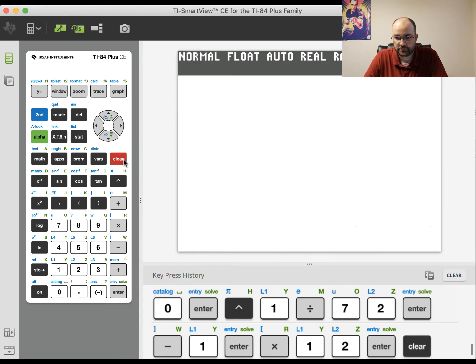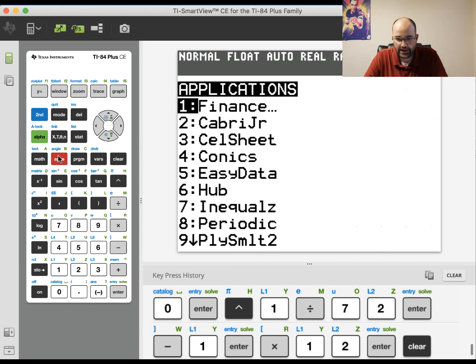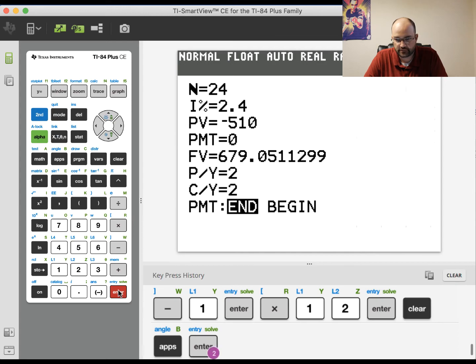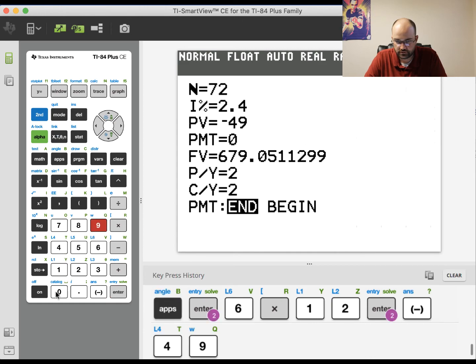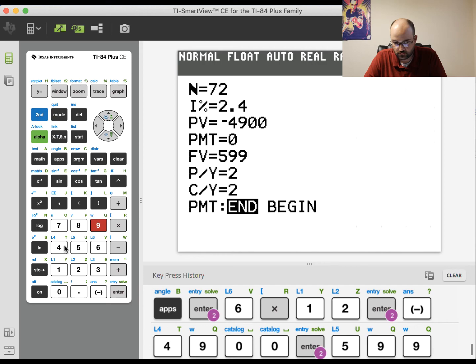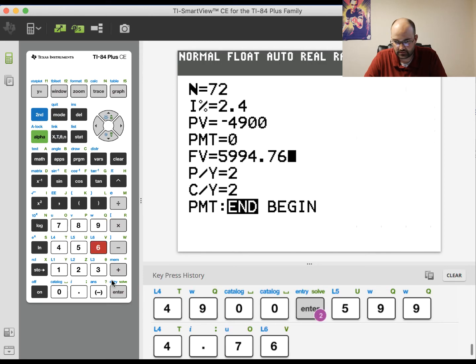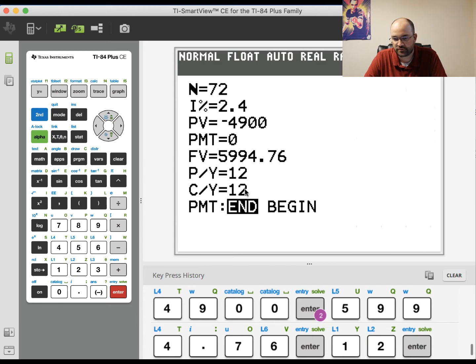Okay, welcome back to the calculator. If we go into Apps, Finance, TVM Solver, let's type all this in. We can do 6 times 12, or you can just type in 72. I percent, I don't know. Present value is negative 4,900. Payments should be 0. FV is future value, which would be 5994.76. P/Y, C/Y. Well, those are just 12. You notice the C/Y automatically goes, and the payment should be at the end. Good.